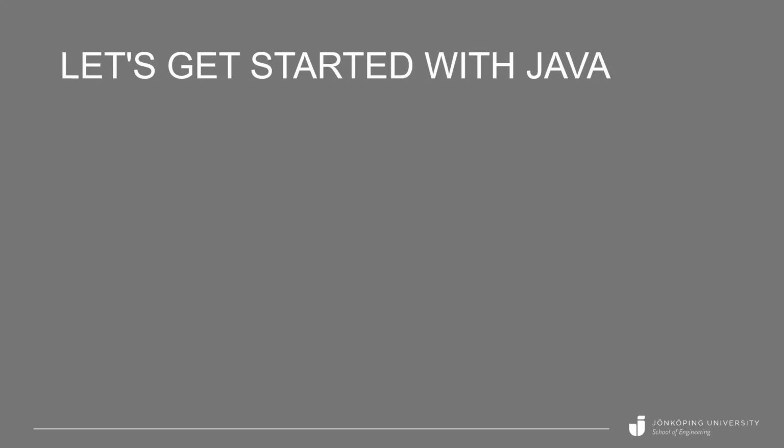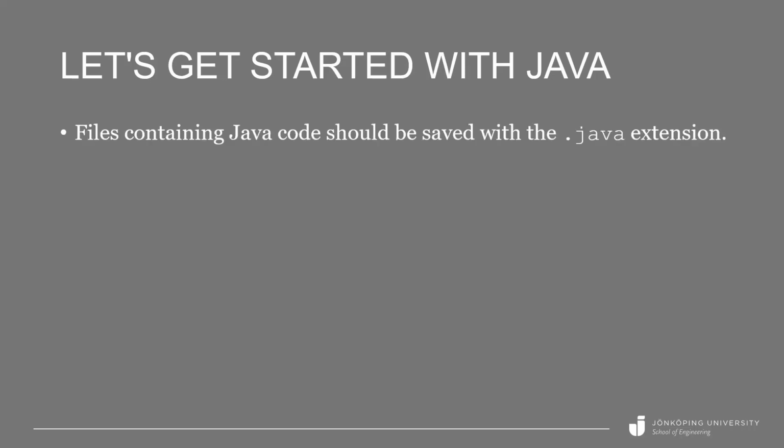But enough with meta information about Java. Let's take a look at the things we need to learn to implement a program in Java, the Hello World program. So the first thing we need to know is that the Java code we write, we'll write it in files, and these files should have the file extension .java to indicate that they contain Java code.